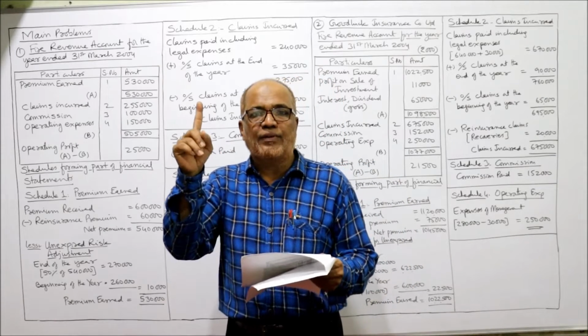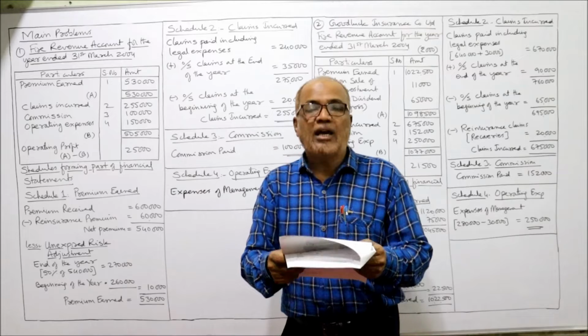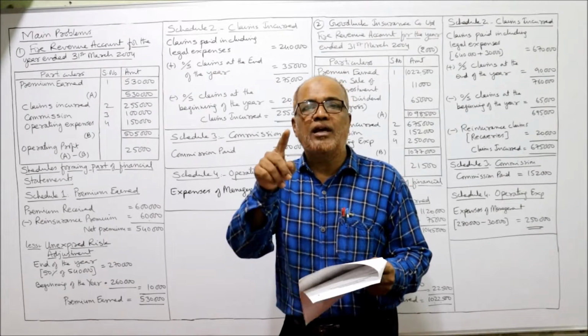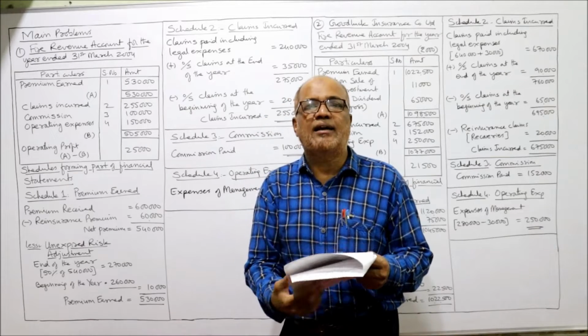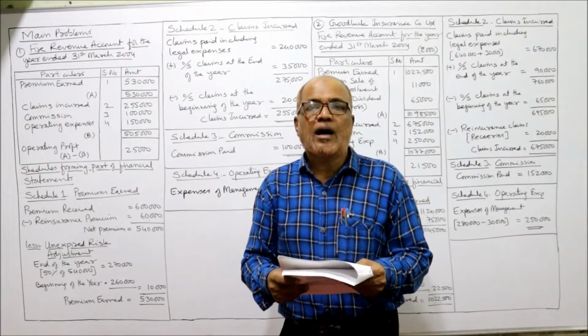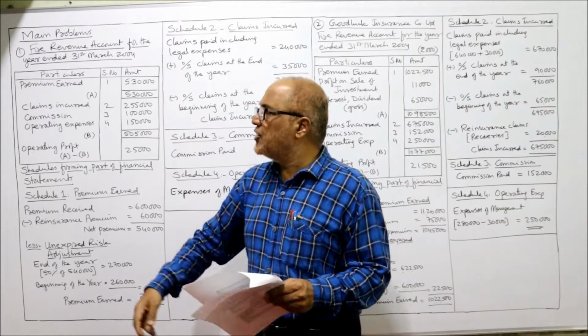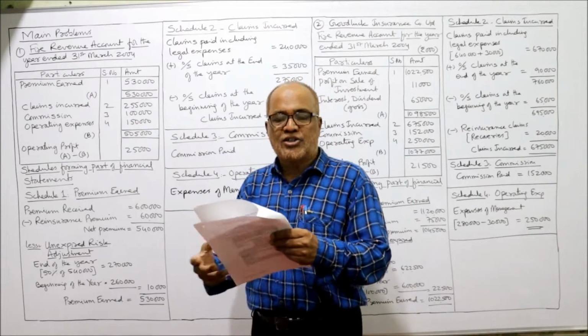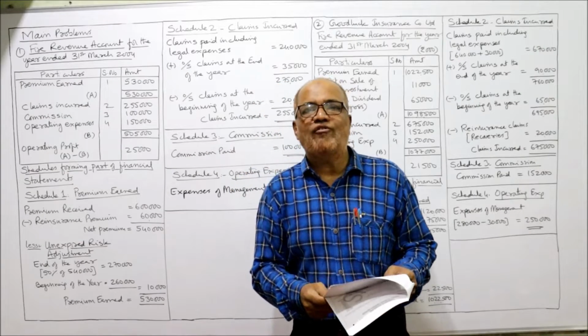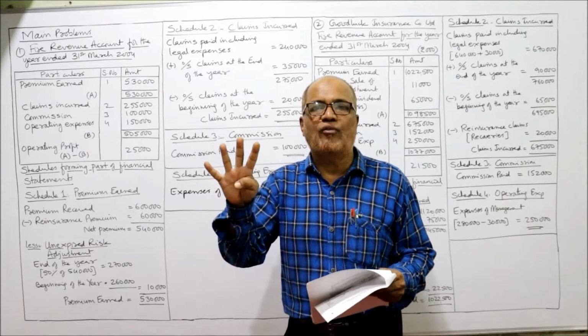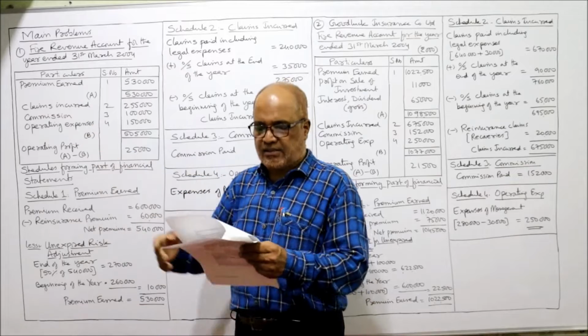Premium received, first schedule. Then reinsurance premium, which will be deducted from premium. Then commission will be taken in schedule number 3, the third schedule. Then expenses of management, schedule number 4, operating expenses.